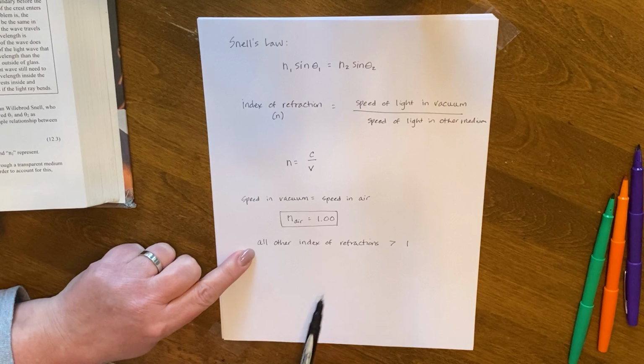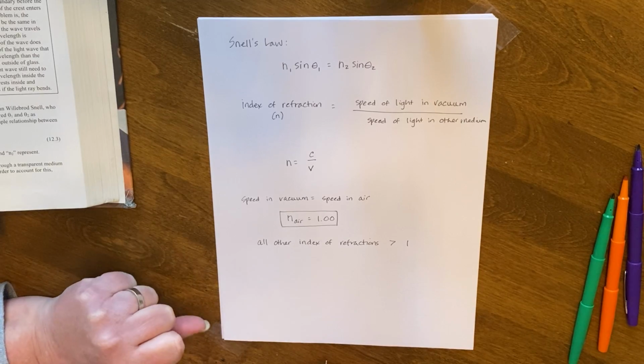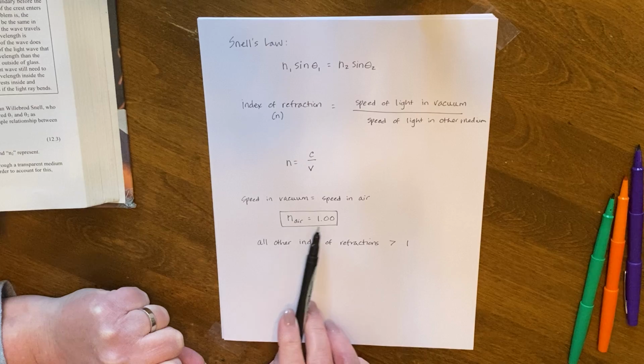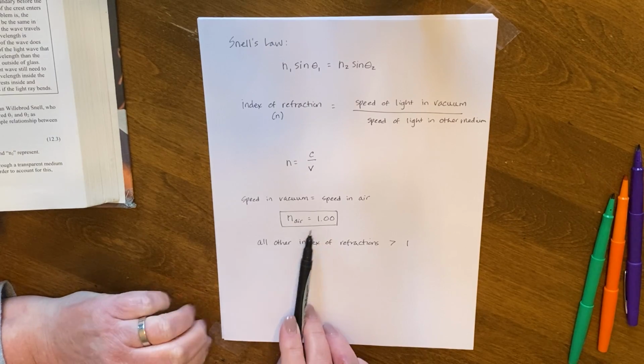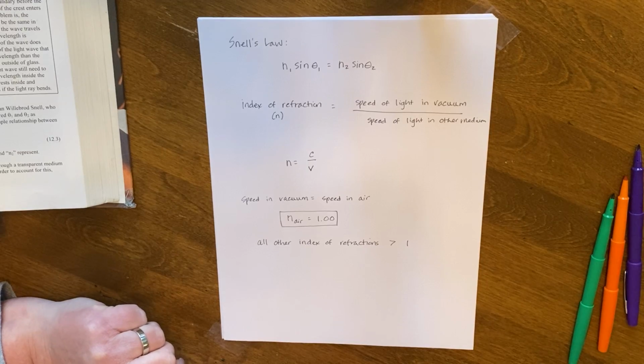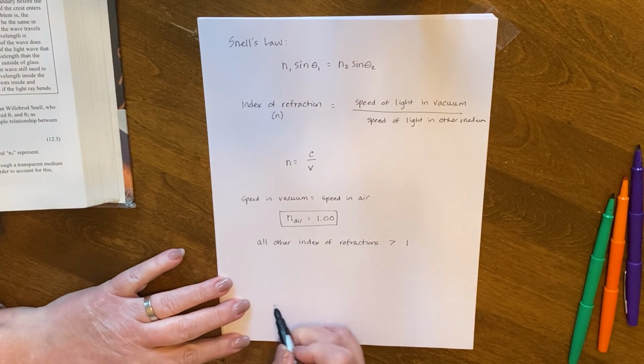So if you're doing any of these problems and you get an index of refraction that's less than 1, you've probably done something wrong. Okay, so the index of refraction for air is 1.00. All other index of refractions should be greater than 1. Okay, so maybe if we draw some pictures, this will become more clear.